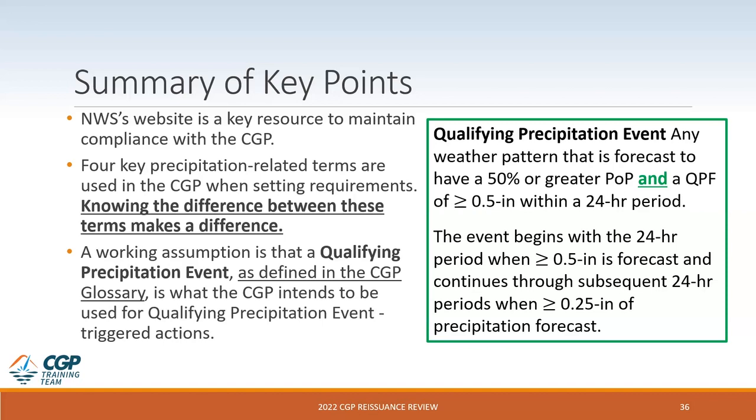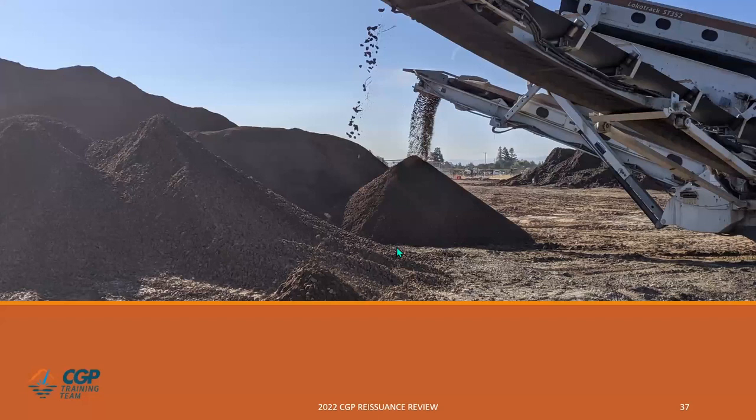The event begins with the 24-hour period when greater than or equal to a 1/2 inch of rain is forecast, and continues through subsequent 24-hour periods when greater than or equal to 0.25 inches of precipitation is forecast. This concludes the module on qualifying precipitation events and other precipitation events included in the 2022 Construction General Permit.